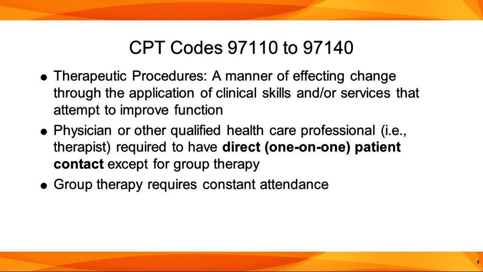So the most common CPT codes used in physical therapy are in the range from 97110 to 97140. That range of codes is called therapeutic procedures. And by that, the AMA defines therapeutic procedures as a manner of effecting change through the application of clinical skills or services that attempt to improve function. Isn't that a nice little nutshell of what we really do?